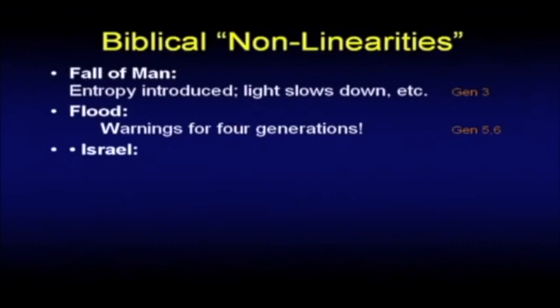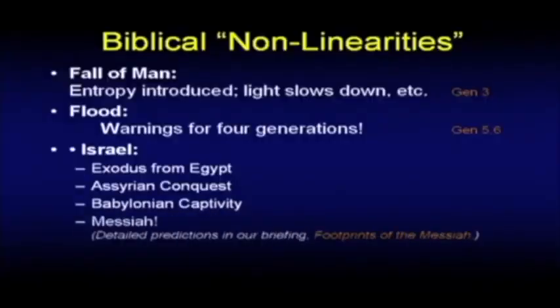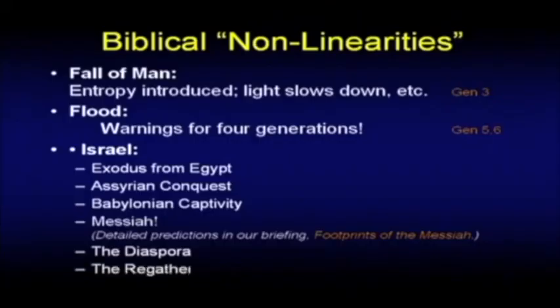And of course we have another nonlinearity, Israel. Its Exodus from Egypt. They went down as a family, came out as a nation. And the whole ups and downs and vicissitudes of the nation, all written in advance. And yes, the diaspora, the Holocaust, all in the Scripture, predicted in advance. The Assyrian conquest, the Babylonian captivity, and the Messiah. And that's probably the most astonishing attribute in terms of trying to understand our position in time and space. And of course the diaspora is recorded in the Torah, and the regathering and so forth.